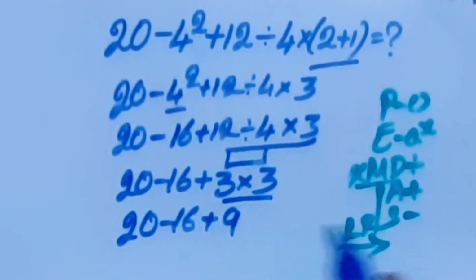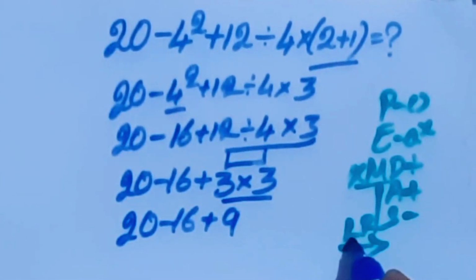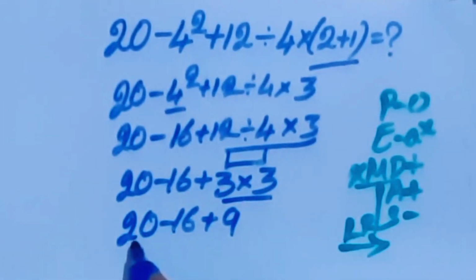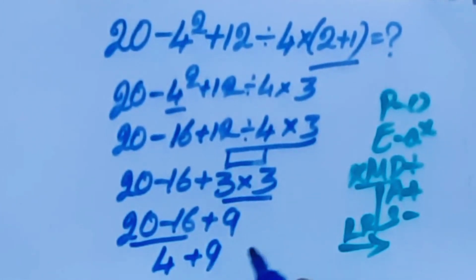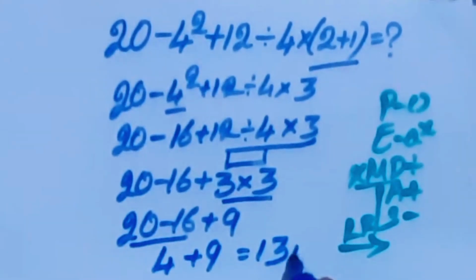Here we have subtraction and addition. Both are here equal priority. For this we have introduced this left to right. Here left to right is 20 minus 16. 20 minus 16 is 4, plus 9. 4 plus 9 is 13, which is the correct answer.